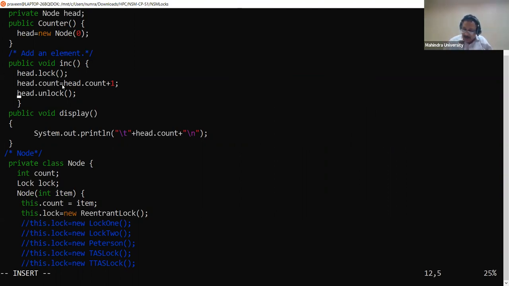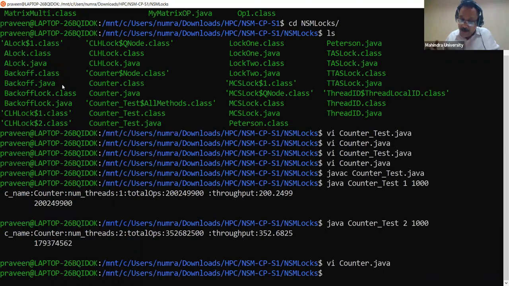These locks are mutually exclusive locks. These locks allow only one thread at a time. If one thread performs the increment operation and another thread tries to perform the increment, then it has to wait. In that way, we can get the correct answer. That's why we can avoid the data race problem.